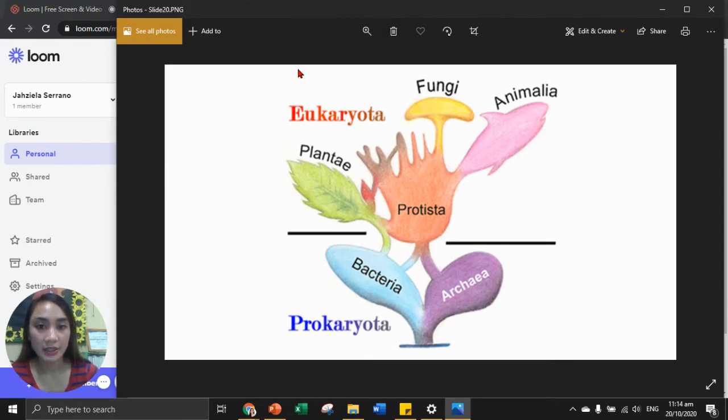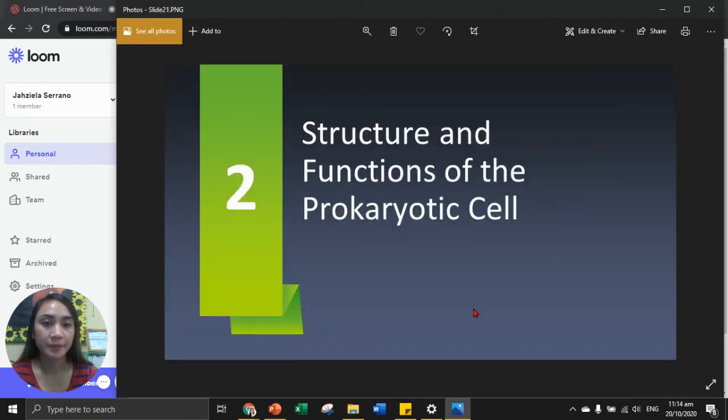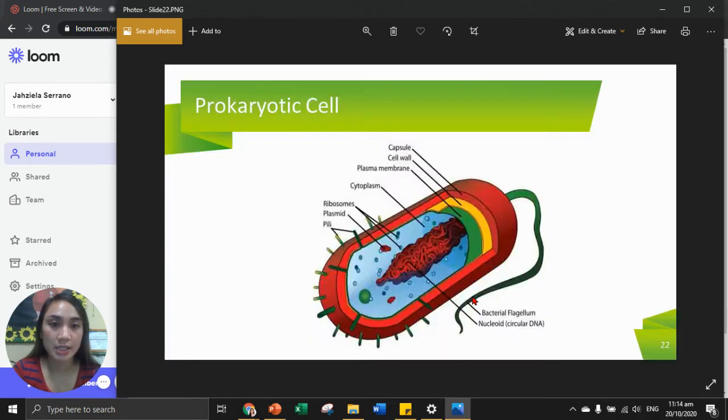In this slide, you can see na sa taas, lahat ng to is included sa eukaryotes. Again, animals, plants, fungi, protists. And then sa prokaryotes are bacteria and archaea. Now let's look at the structure and functions of the prokaryotic cell. So we'll be discussing first prokaryotic before the eukaryotic. So these are mostly the bacteria, no?